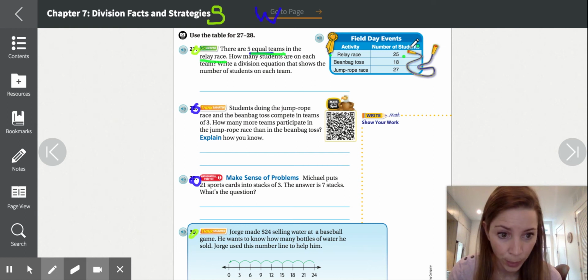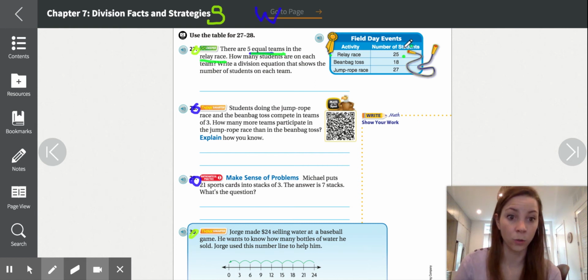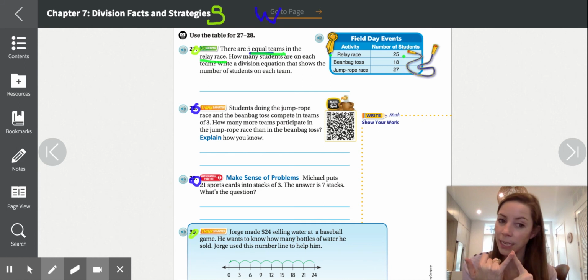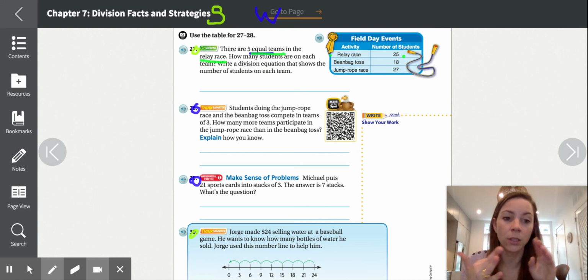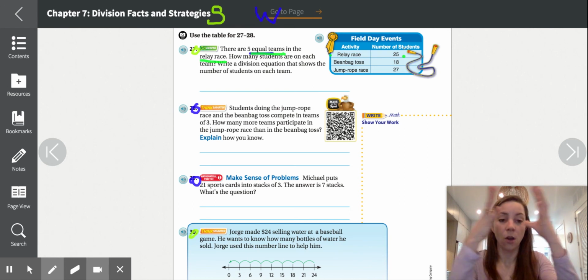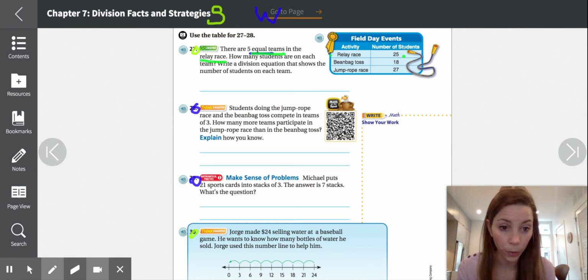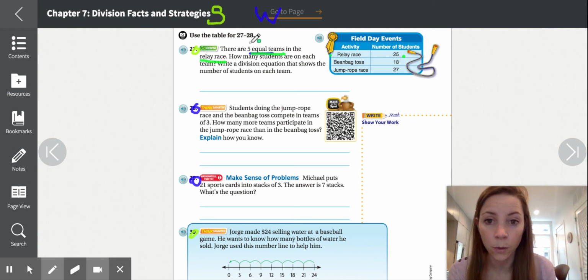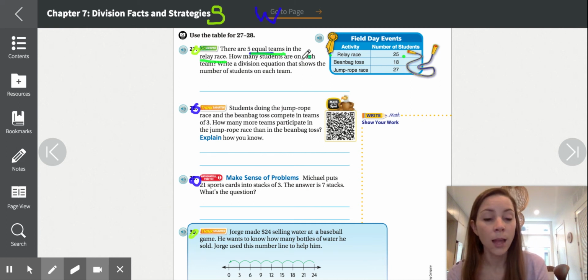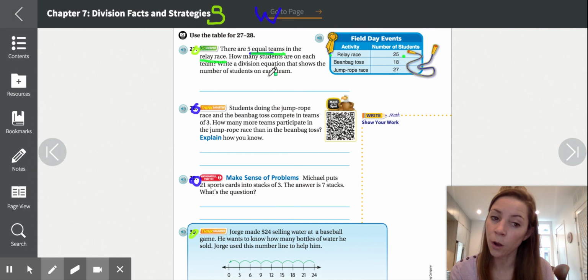So I'm going to look up at the heading. It says number of students, not number of teams. Teams would be groups, not number in each team, but just number of students. So that means all together. That's the total. Okay, so 25 is my total, and there's 5 equal groups, and they want me to find how many students are on each team. And for this one, they don't just want me to draw a model, they want me to write a division equation that goes with this.